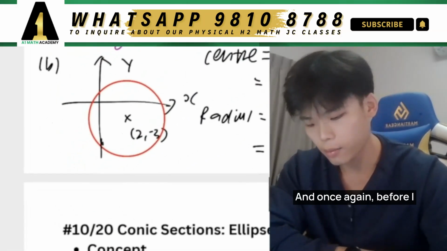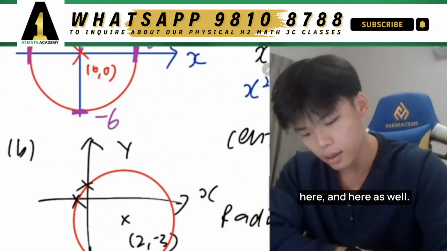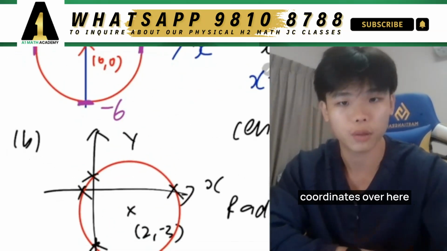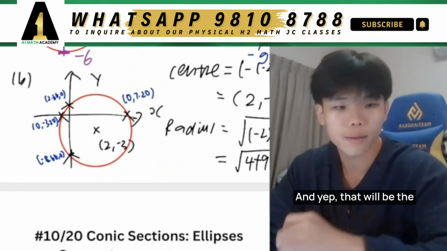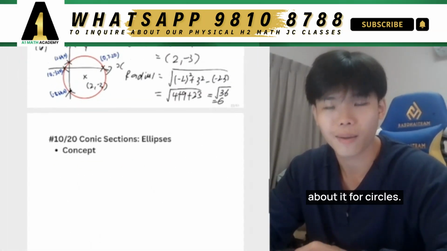Once again, before I forget, it's very important that you fill up the coordinates here, here, here, and here as well. Let me just fill up the coordinates over here to save us some time. And yep, those would be the coordinates over there, and that would be about it for circles.